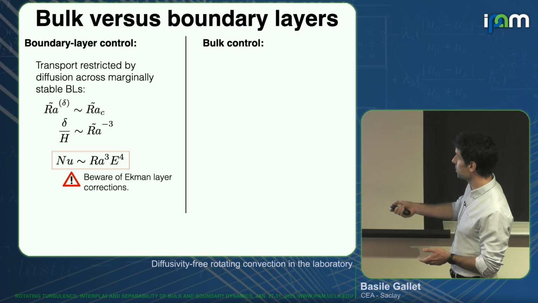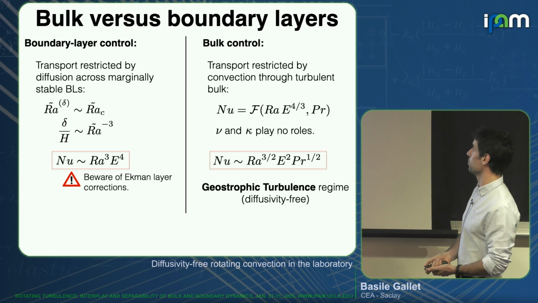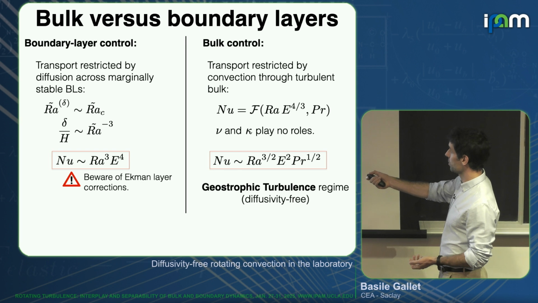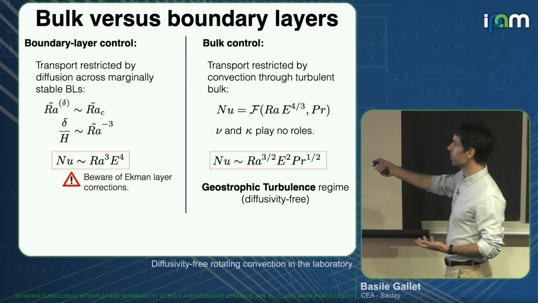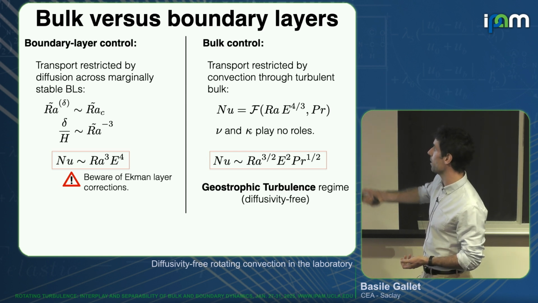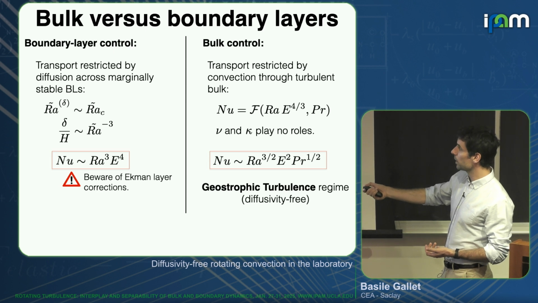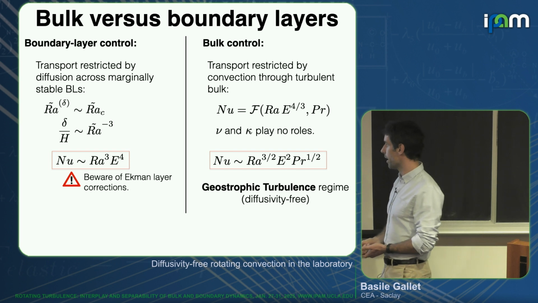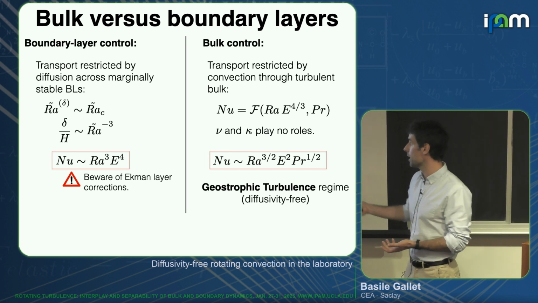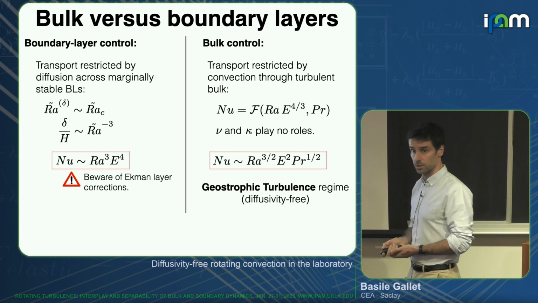But I'll be focusing more on bulk control, where you again use the diffusivity-free assumption. These should depend in a parallel fashion on the reduced Rayleigh number and the Prandtl number in such a way that nu and kappa can be crossed out from both sides. And that leads to the Nusselt number going like Rayleigh to the 3/2, Ekman squared, Prandtl to the 1/2. This is known as the geostrophic turbulence scaling regime, and this is basically the diffusivity-free regime of rapidly rotating convection.